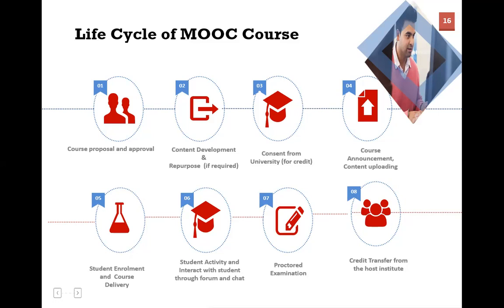Then course announcement and content uploading. As soon as your course is developed, you need to make an announcement. This announcement happens in a particular cycle, as already given, such as November and June. They will approve it, then release the course announcement. Subsequently they will ask you for the content uploading, and you share the link.